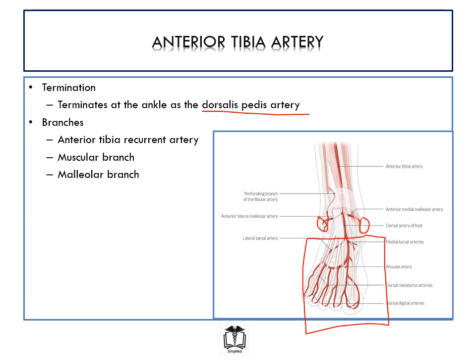Other branches of the anterior tibial artery include the anterior tibial recurrent artery that gives supply to the knee joint superiorly, muscular branches that supply muscles of the anterior compartment of the leg, and then malleolar branches that supply the ankle joint at the malleolar region.